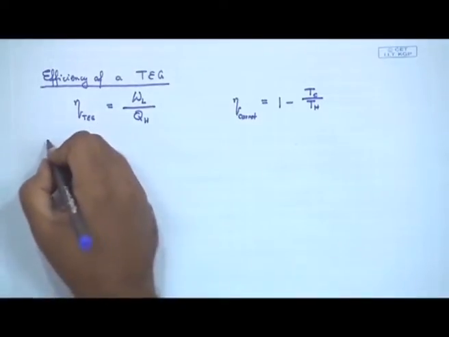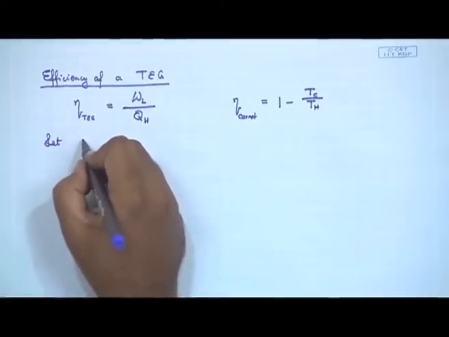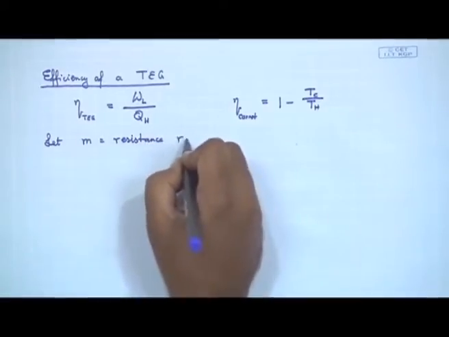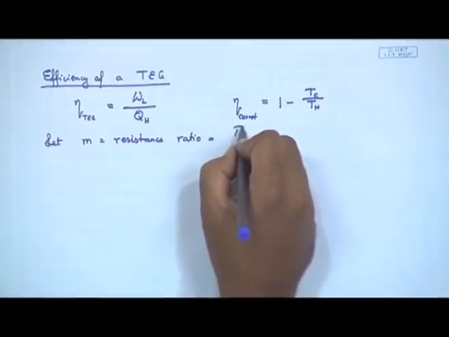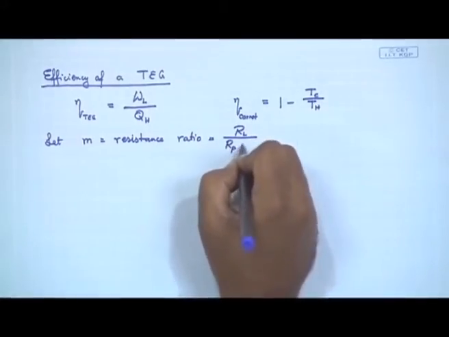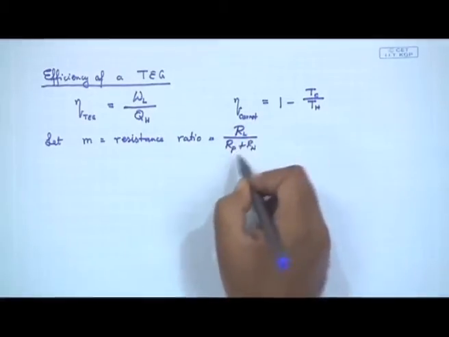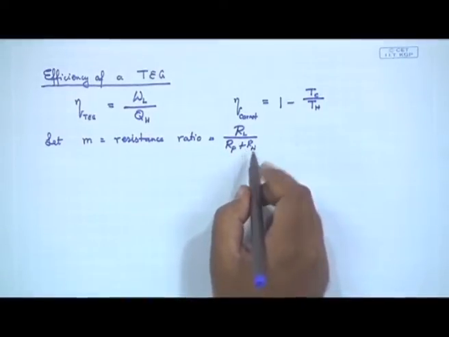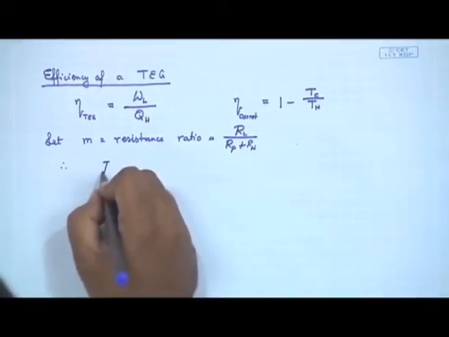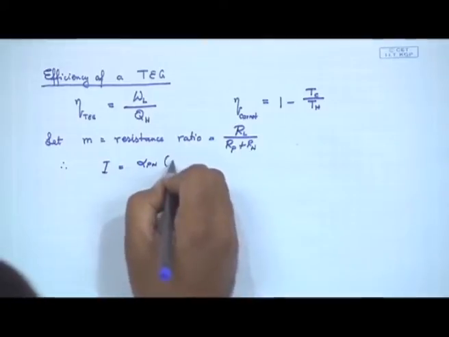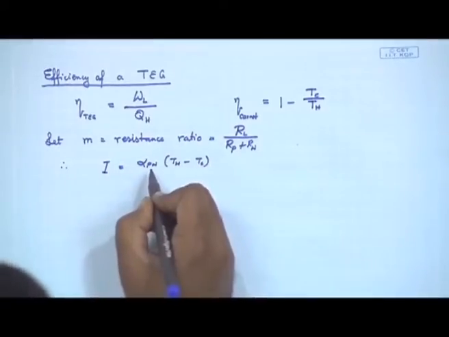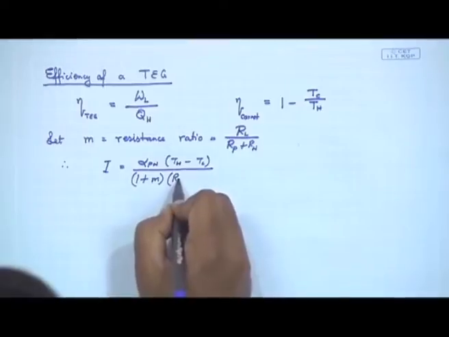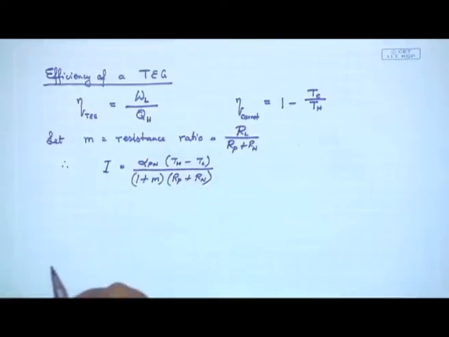Okay. So, what I am going to do next is a mathematical exercise. Let M be the resistance ratio, defined as RL over Rp plus Rn, which is the external resistance divided by the intrinsic electrical resistances of the thermoelectric elements. Okay. So, I can write I, which is the current, as alpha Pn Th minus Tc divided by 1 plus M into Rp plus Rn. Okay.